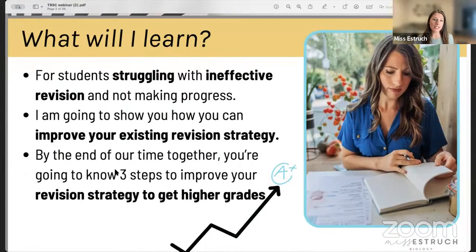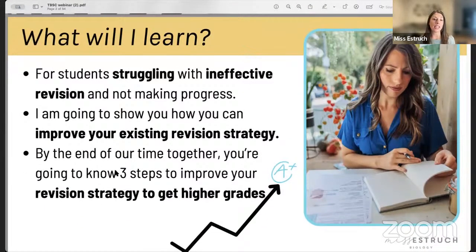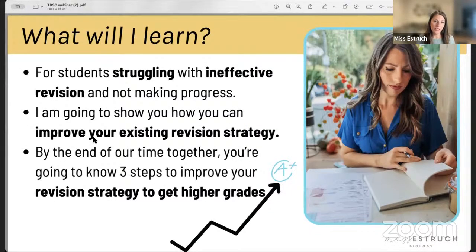So this session is for students, like I can see in the chat box that you're saying, you might be struggling to improve. You might be having issues in terms of you're not getting the grades that you thought you would from the levels of revision you've been doing. So the chances are you're probably doing ineffective revision and therefore not making progress. So what you're going to learn in this session and be able to take away is how you can improve your existing revision strategy. And by the end of this session together, you will know the exact 3 steps to take to improve your revision strategy and to get higher grades.